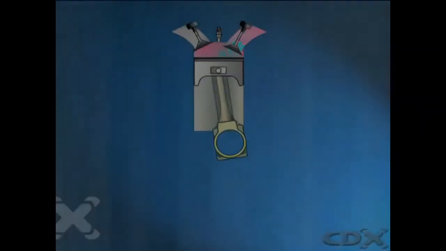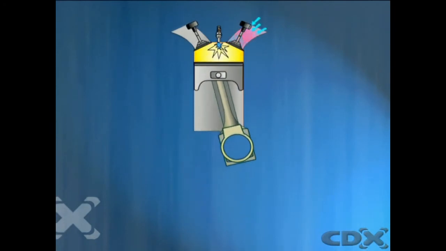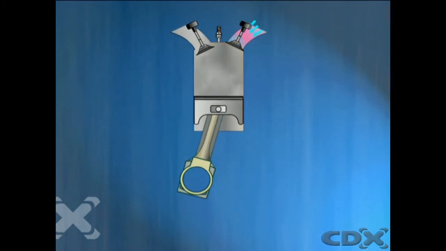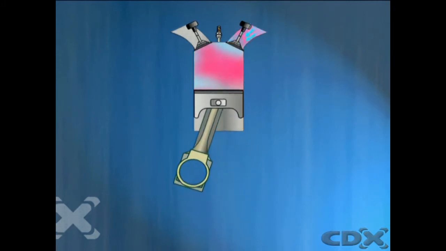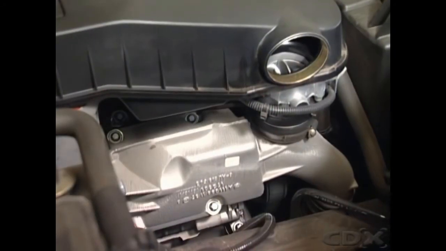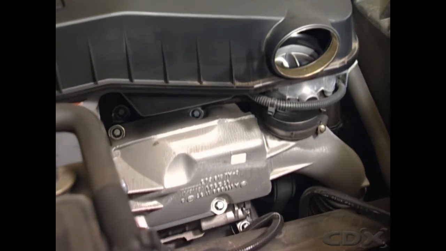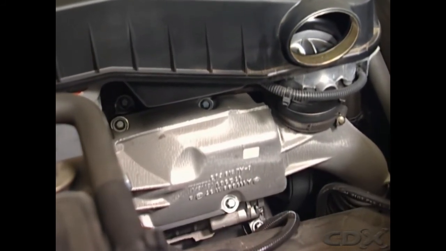Power is produced when a mixture of air and fuel is burned inside an engine cylinder. If more air is forced into the cylinder, then more fuel can be burned and more power produced with each stroke. A supercharger compresses the air intake to above atmospheric pressure, which increases the inlet air density to the engine.